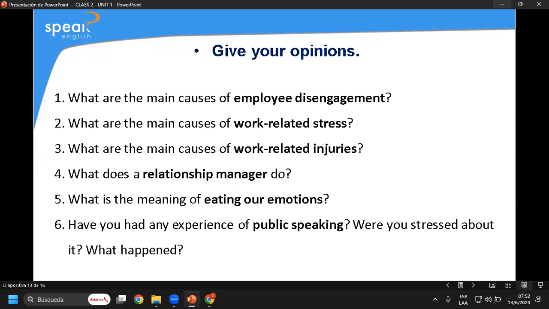Mm-hmm. Correct. So a relationship manager is a person who improves a relationship between the company and, in this case, the clients. That's what they do. Imagine, do they have a lot of responsibility on their shoulders? Yes or not? Yes. So do you think that they have a lot of work-related stress?